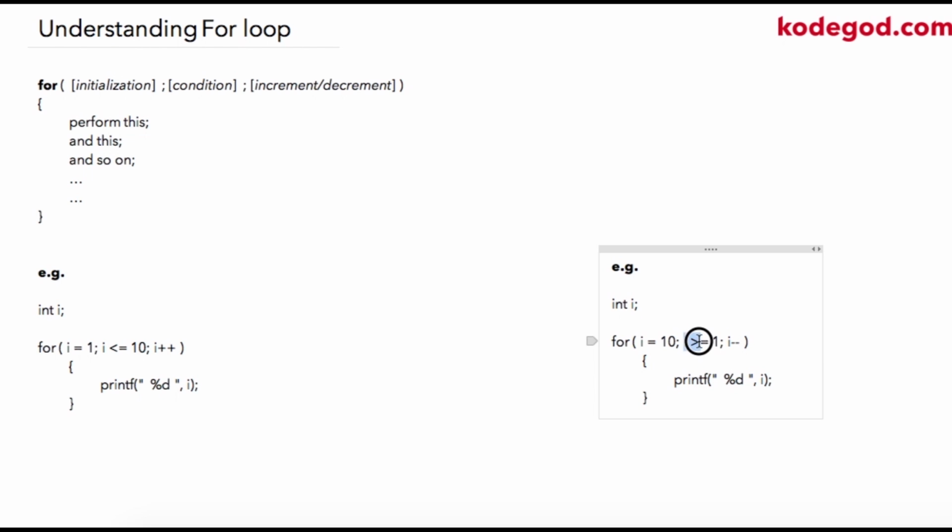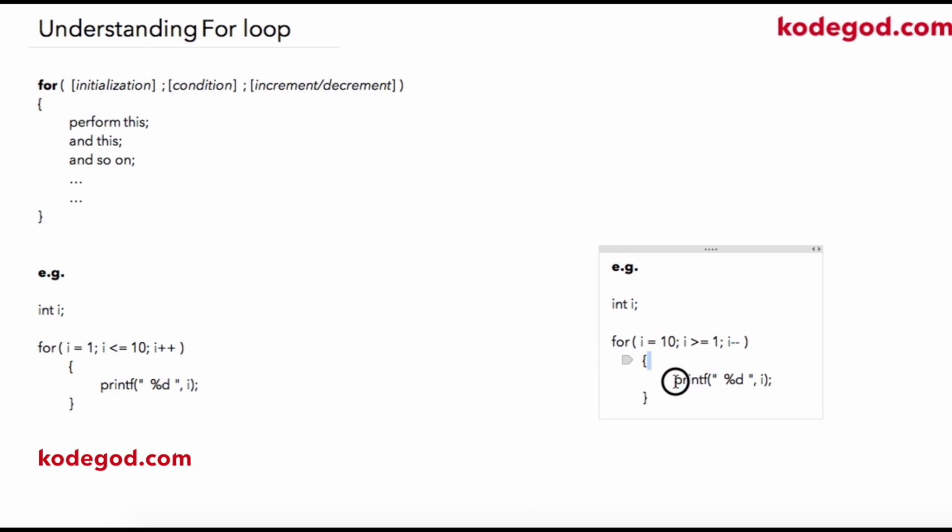So again, it will check the condition. 9 is greater than or equal to 1, which is a true condition. Again, it will go inside and print the value, and this decrement and then checking the condition will continue till the condition is false. So let's say when your i becomes 1, the condition will be checked as 1 greater than or equal to 1, which is a true condition.